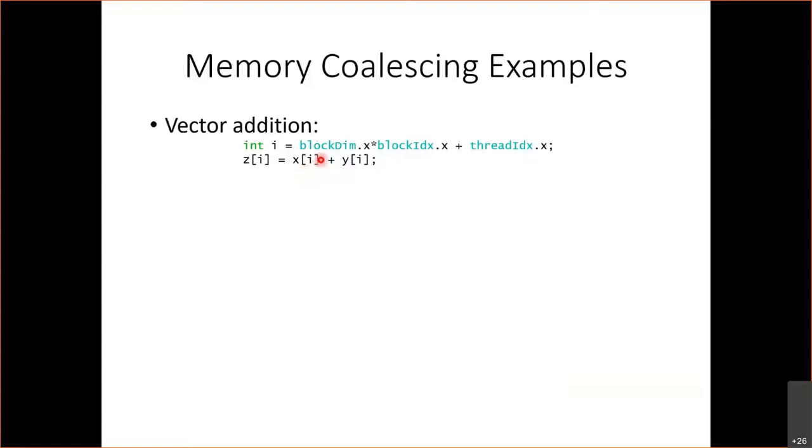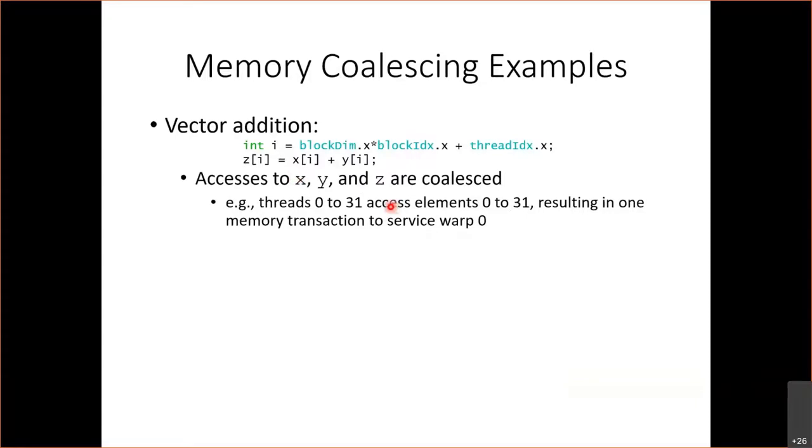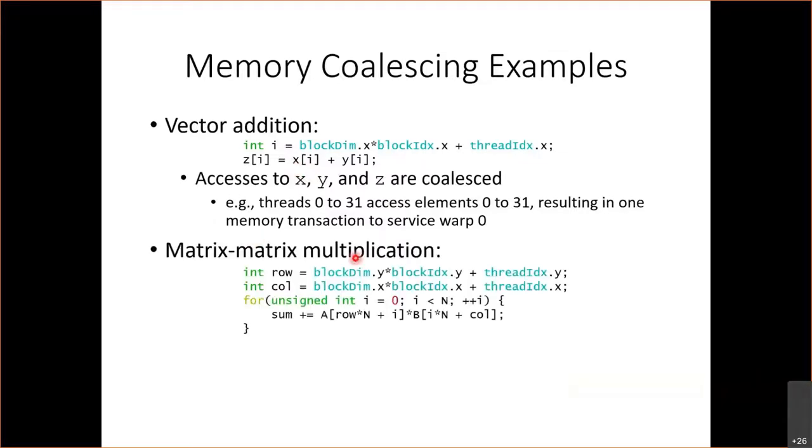Having cleared that up, it's obvious that in this case I have memory coalescing, because threads 0 to 31 are going to access elements 0 to 31 in X of I. These elements are all nearby each other in memory, so they're likely going to be within the same DRAM burst, which means I can coalesce these accesses. Okay. Similarly with matrix multiplication, right?